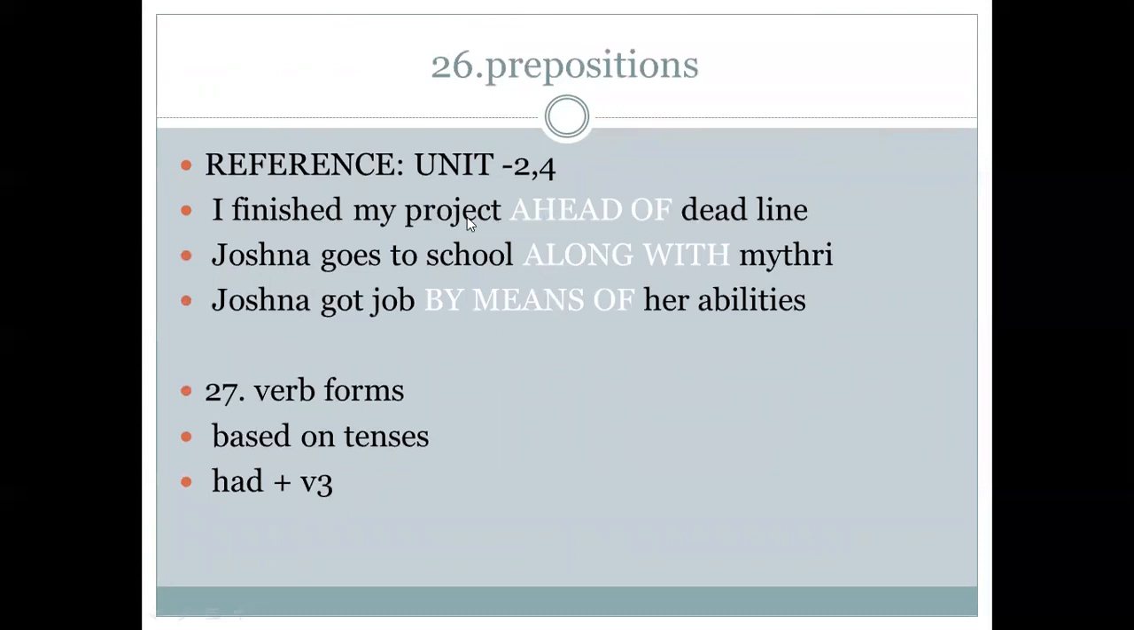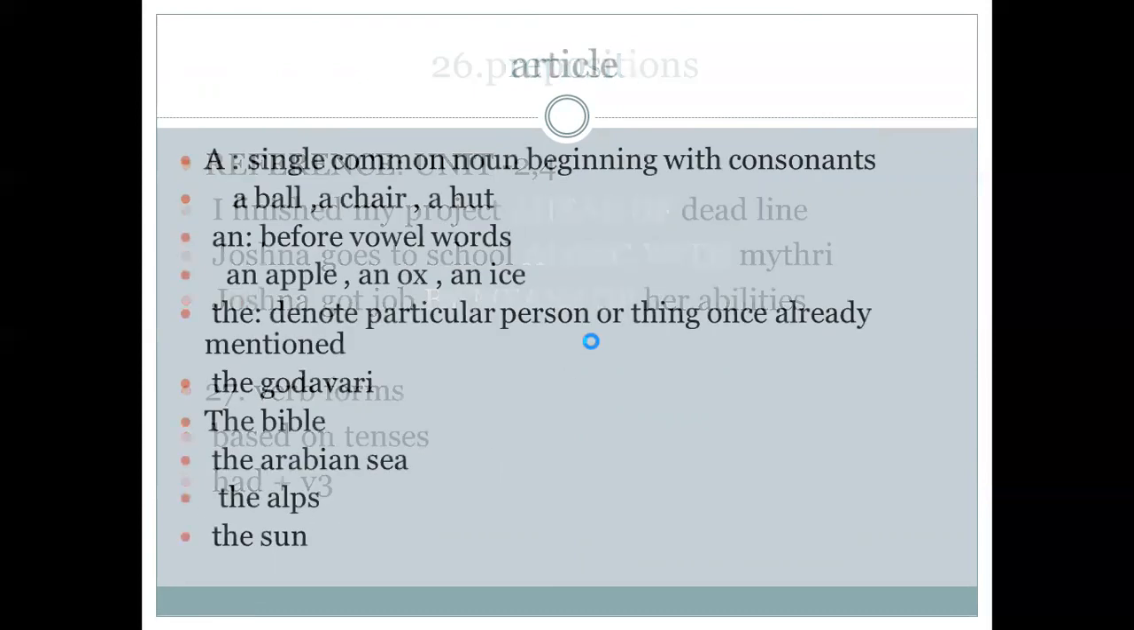I finished my project ahead of deadline. Joshna goes to school along with Maitri. Joshna got a job by means of her abilities. And 27, verb form, it is based on tenses and had plus V3.